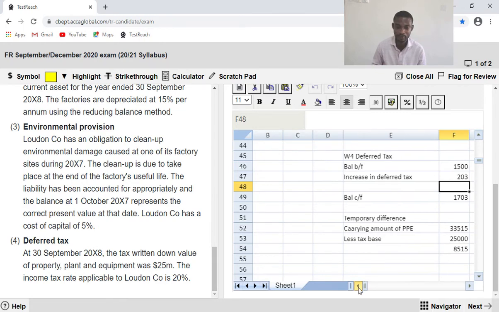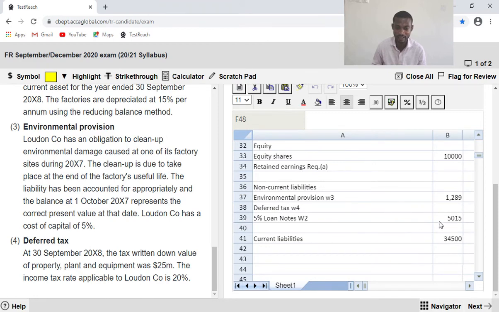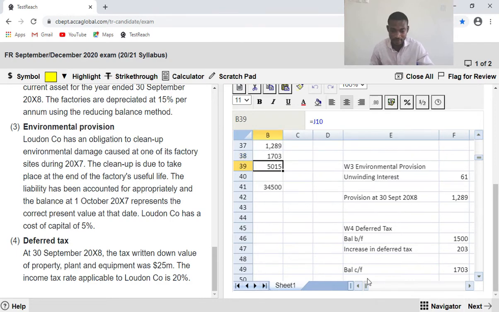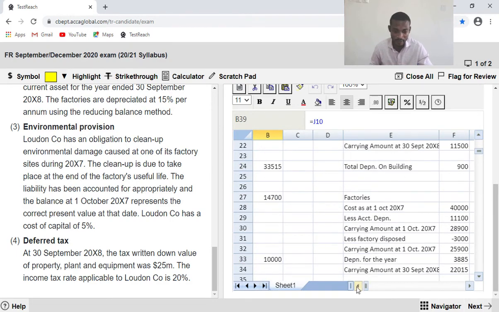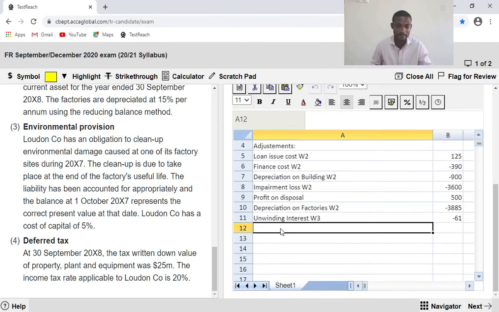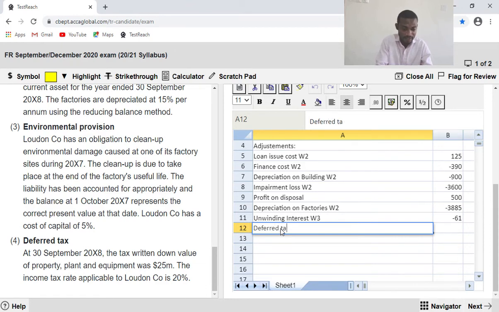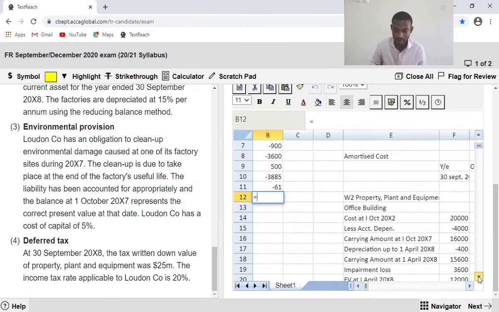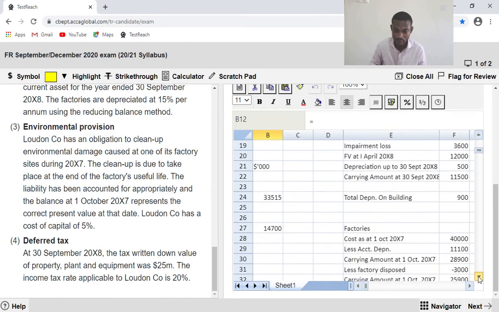So I have the closing balance to the financial position, the increase to P&L. Let me put that quickly to the face of the financial position. So okay, I have it here, the deferred tax. I should say it's equal to, should be the closing balance I have here, this one, enter. And there you have it. Then I'll go to P&L and say deferred tax increase. And that was workings 4. And I'll say it's equal to. So I'll go down and pick the 203 down here.